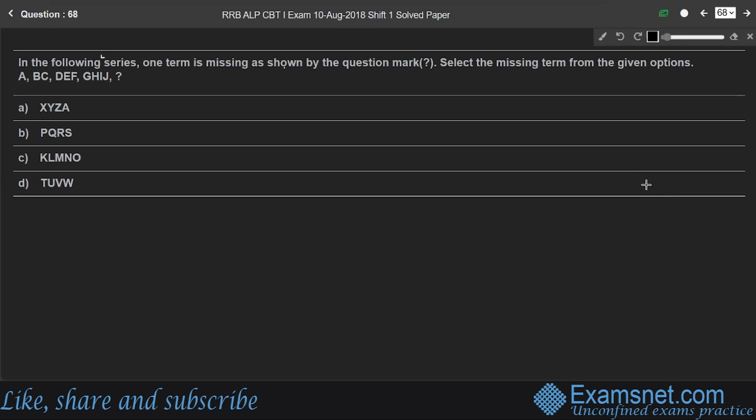Question 68. In the following series, one term is missing as shown by the question mark. Select the missing term from the given options. So we need to find the fifth term here, right? So look at the letters here. These are all consecutive letters in the English alphabet series, right? First they've taken one letter, which is A. So its consecutive letters are B and C.